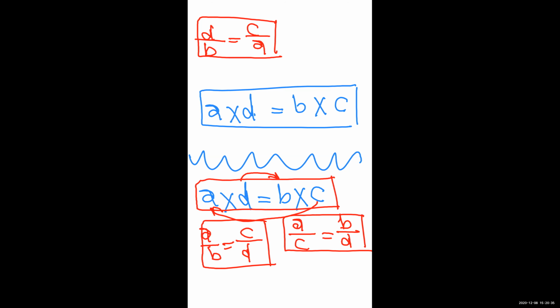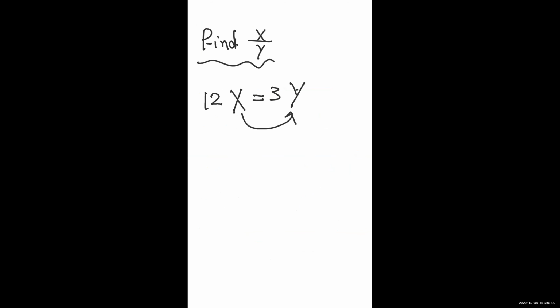Find x over y, if 12x equals 3y. So if I want to get x over y, x over y will equal 3 over 12. Now x over y, so that I can simplify it, it will equal 1 over 4.